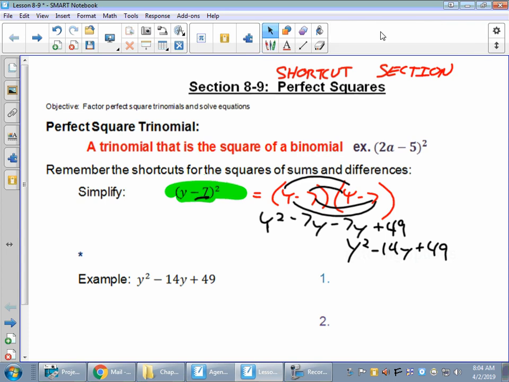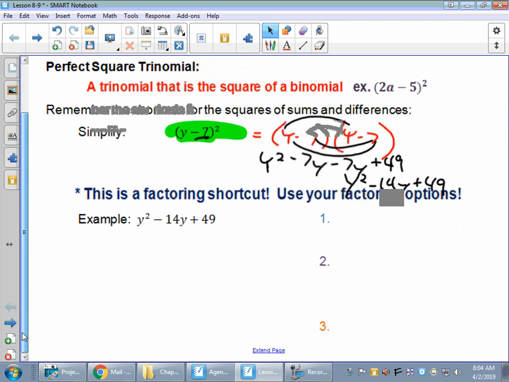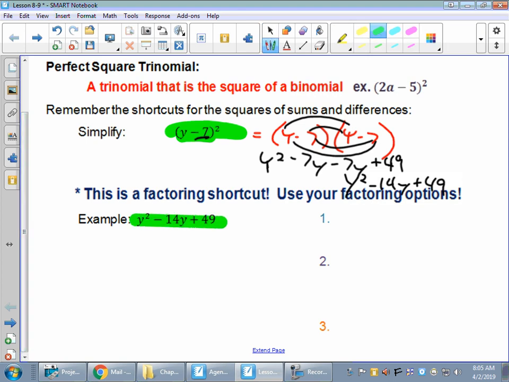So now we're talking about a factoring shortcut. So use your factoring options. I'm just going to move this for a little bit. So obviously now what we're going to do is the opposite of that. We're going to give you the trinomial y squared minus 14y plus 49 and ask you to factor it. So we're using basically the opposite of that shortcut.